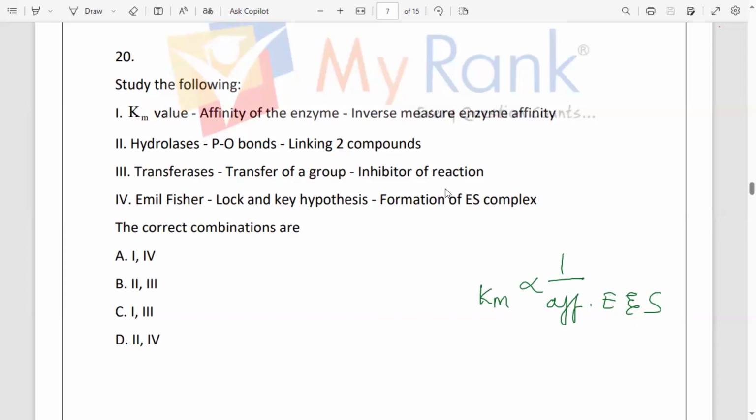Hydrolases, linking two compounds? No, they don't link, they break. Transferases, transfer of a group. Inhibitor of a reaction? It's not an inhibitor of a reaction. Emil Fischer lock and key hypothesis, formation of enzyme substrate complex. So the correct statements are actually first and fourth. So the answer would be 1.